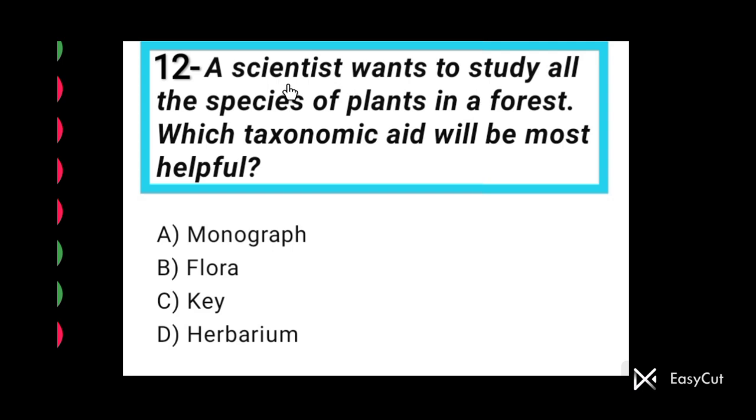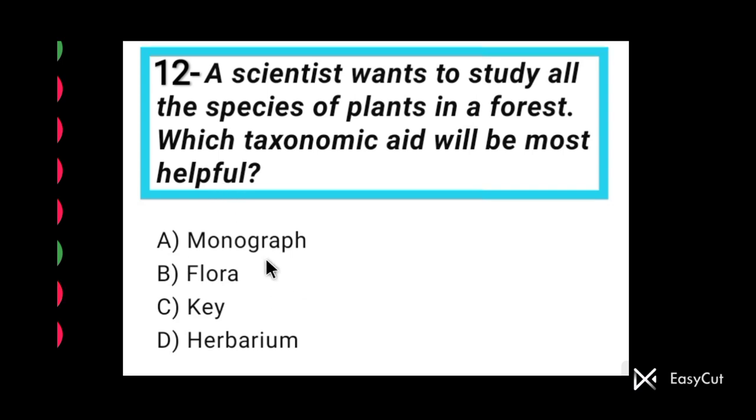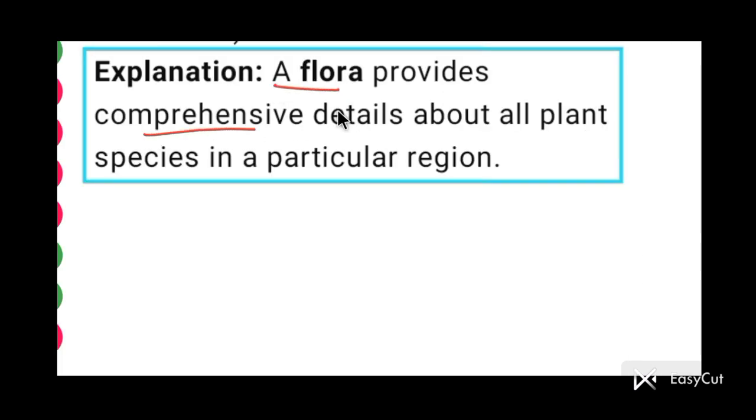Question number 12. A scientist wants to study all the species of plants in a forest. Which taxonomic aid will be most helpful? So flora contains actual account of habitat and distribution of plants of a given area. So option B is correct for question number 12. A flora provides comprehensive details about all the plant species in a particular region.